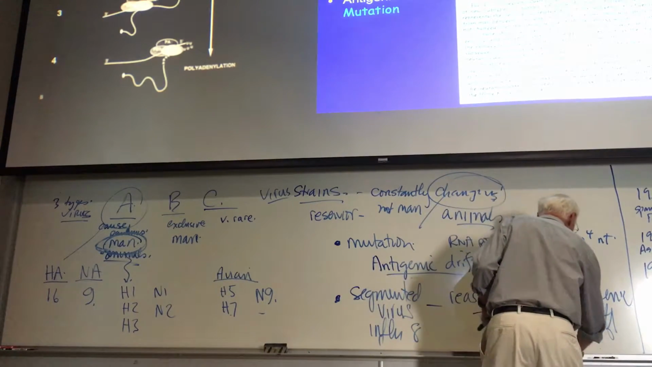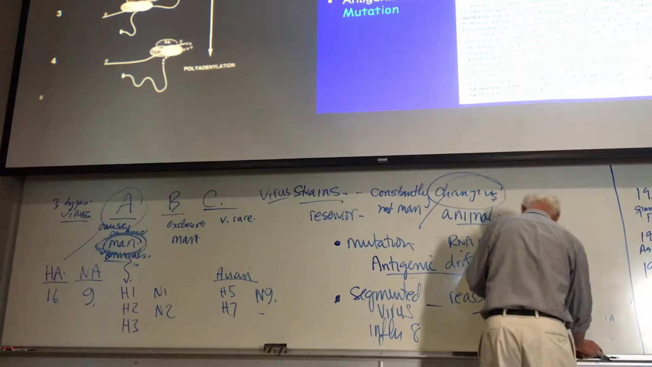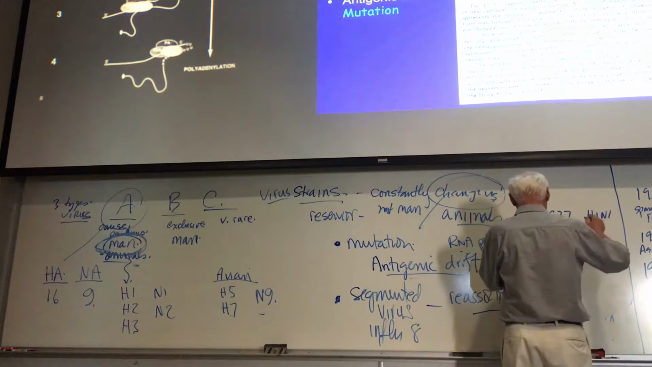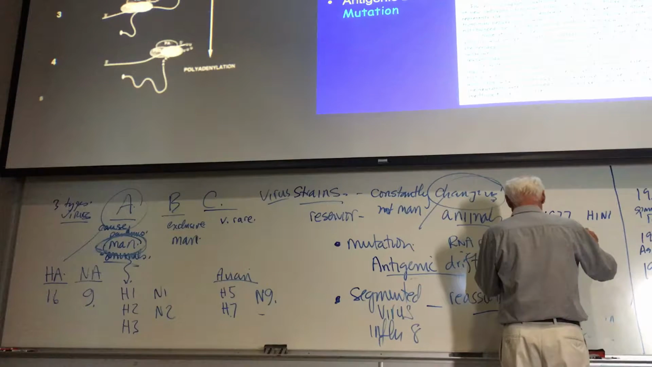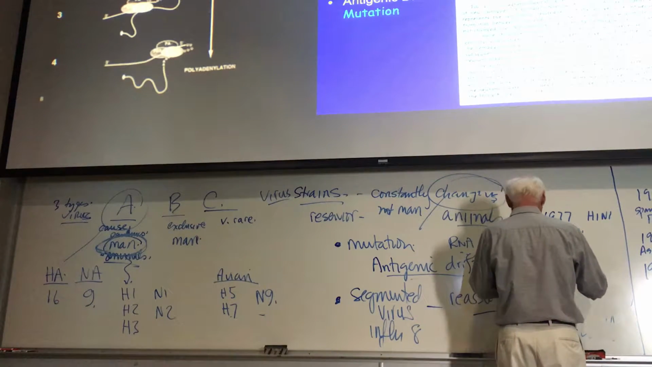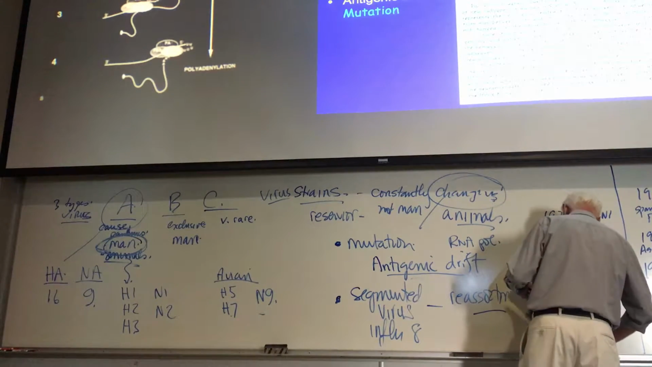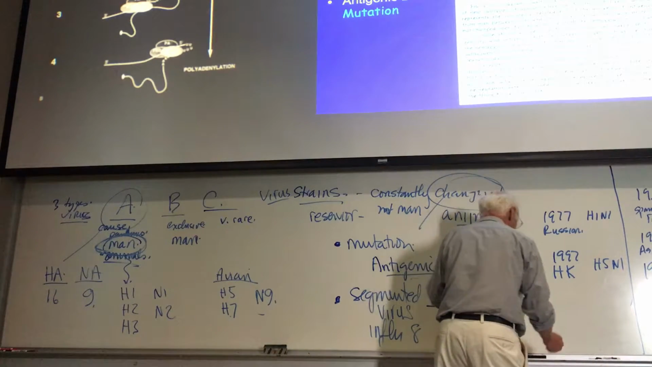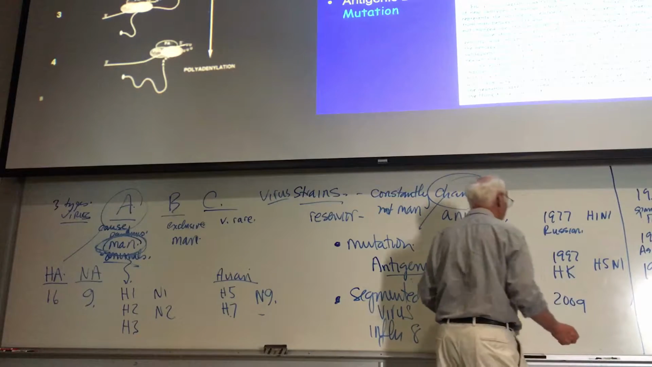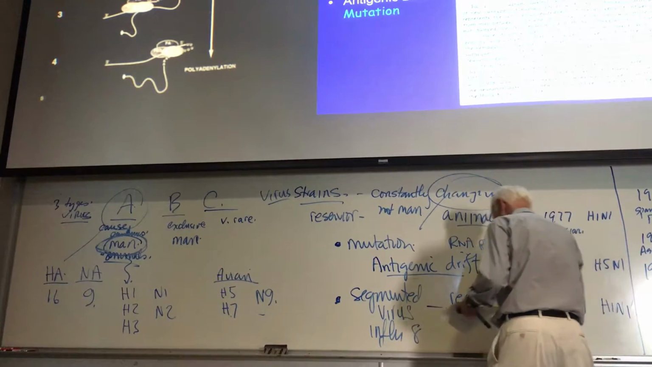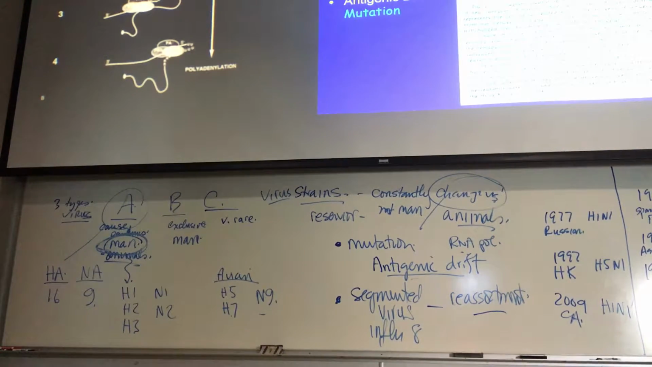All right, so then this has happened a few other times. In 1977 it was back to H1N1 in the so-called Russian flu. In 1997, the so-called Hong Kong flu again, and it was H5N1. And then in 2009, in Southern California, what arose was an H1N1, and in that situation, the reassortment was pretty novel, and you have that on your handout as a figure.